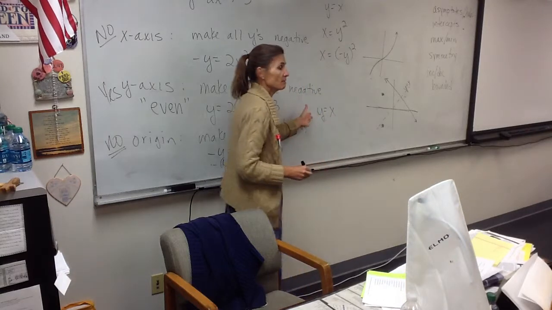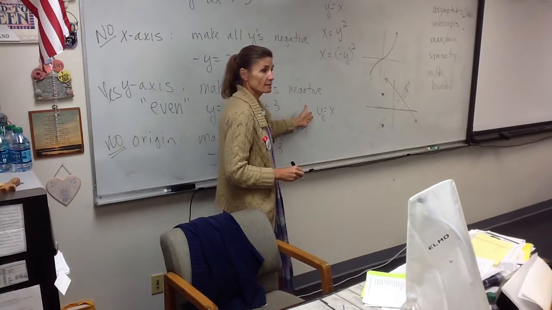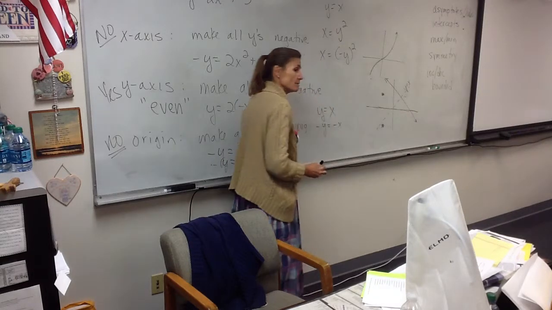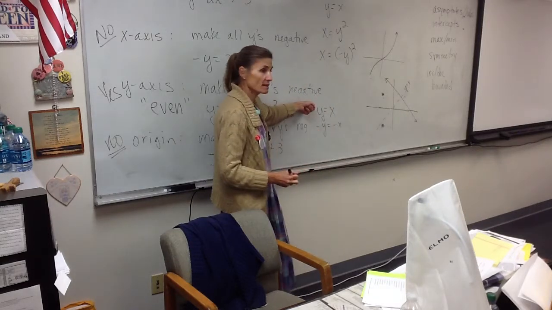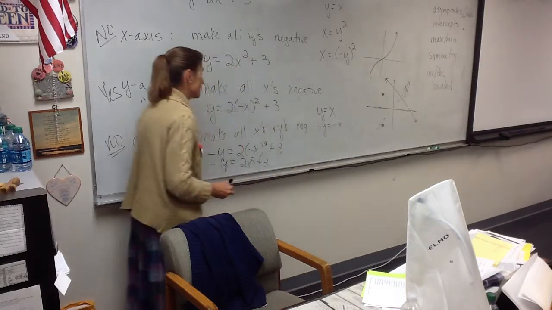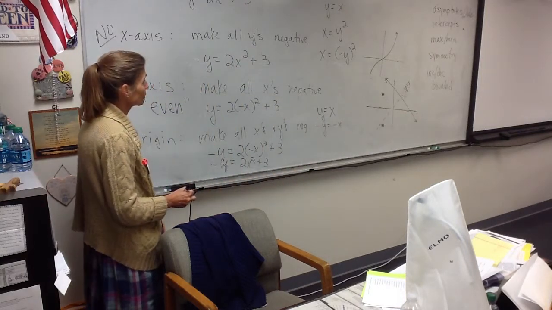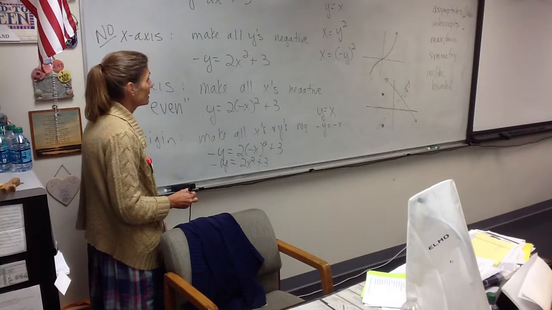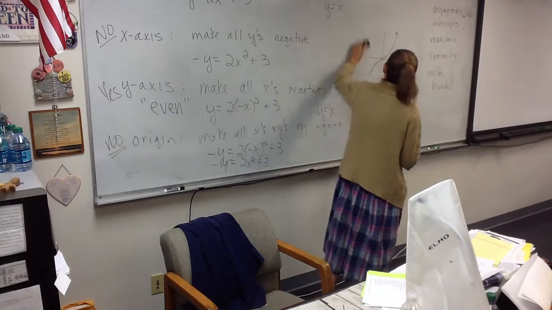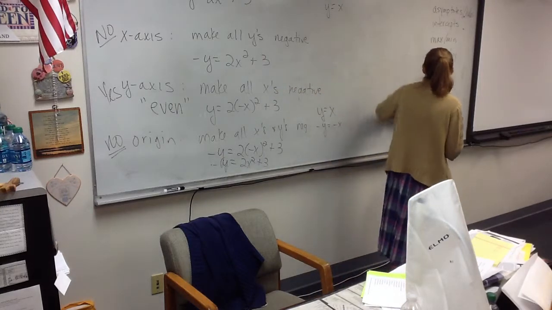How about something as simple as this? y equals x. If you change the sign on both and simplify, will it simplify back to the original? Yeah. So that's an example of one that does have symmetry to the origin. And finally, we're testing for symmetry about the identity line.